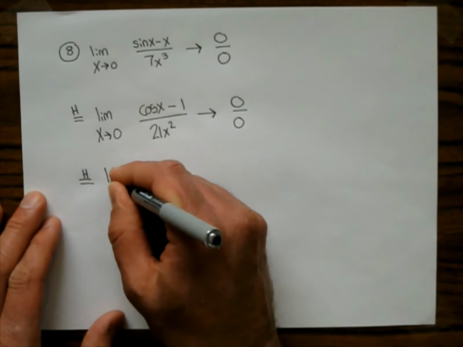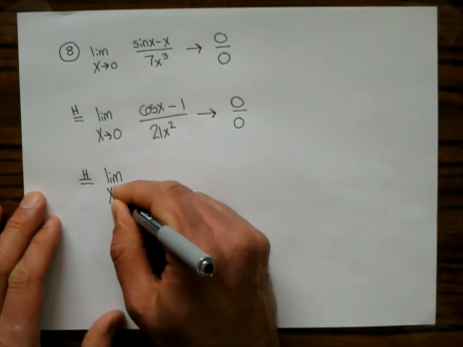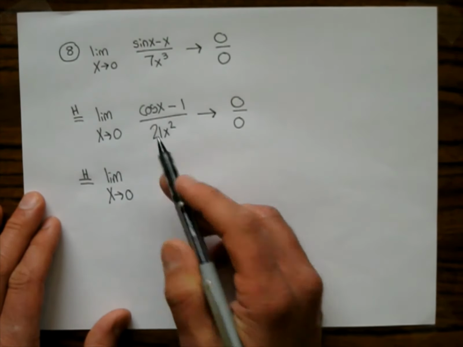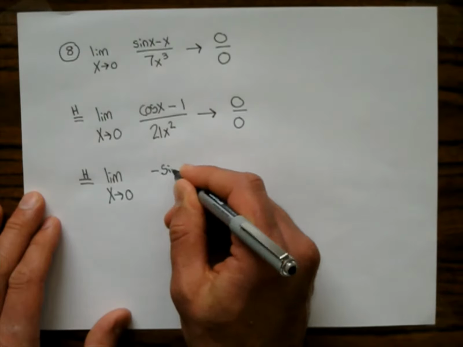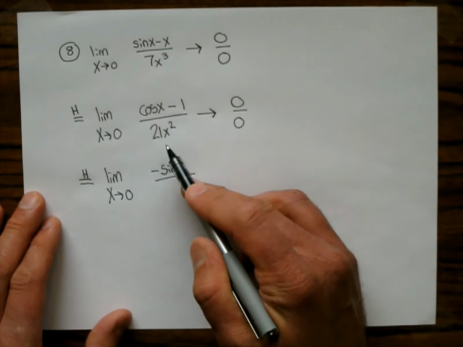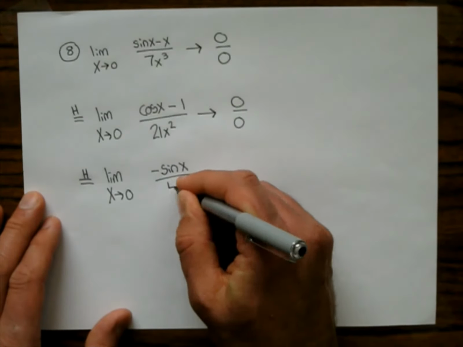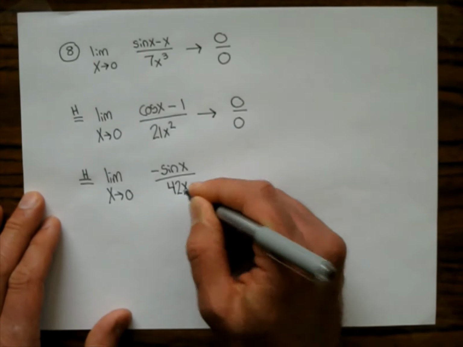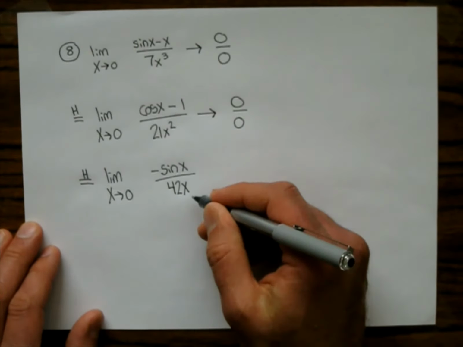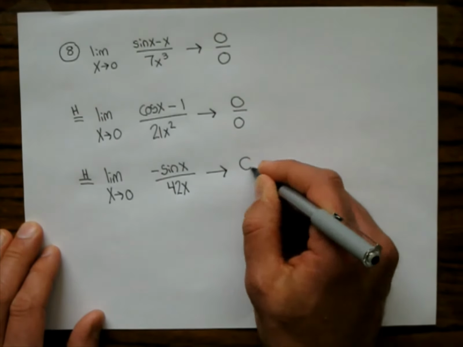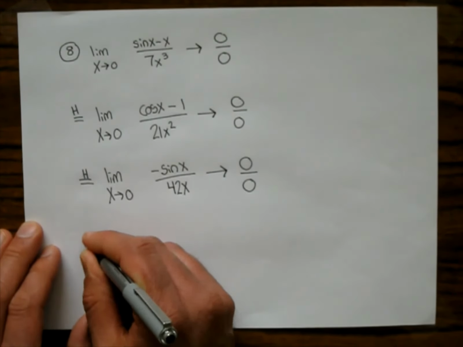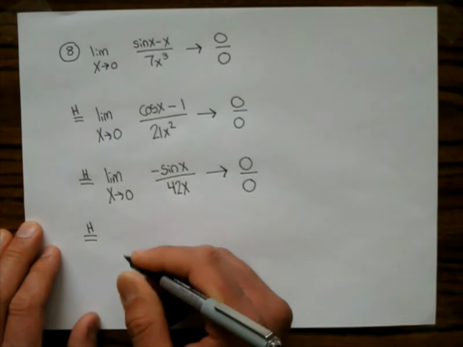L'Hopital again. We have the limit as x approaches 0. We're going to take the derivative of the top. The derivative of the cosine is negative sine. The derivative of a constant is 0. And the bottom, we're going to end up getting a 42x. Let me go put 0 in here. The sine of 0 is 0. The bottom is 0. It looks like we have 0 over 0. It almost seems like we are in an infinite loop. I'm going to do L'Hopital's rule again.